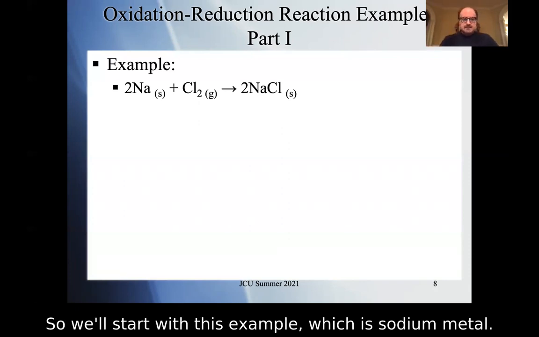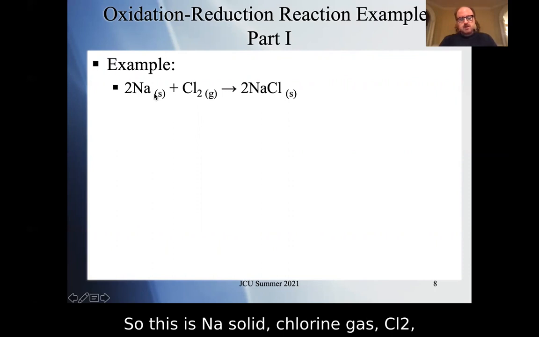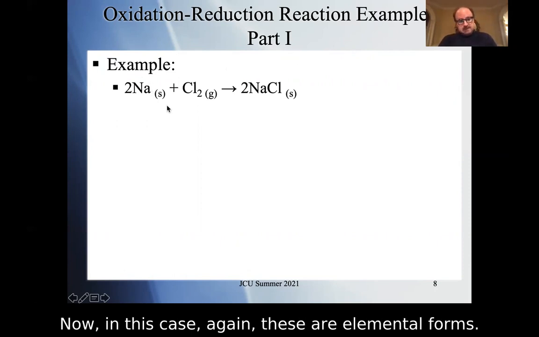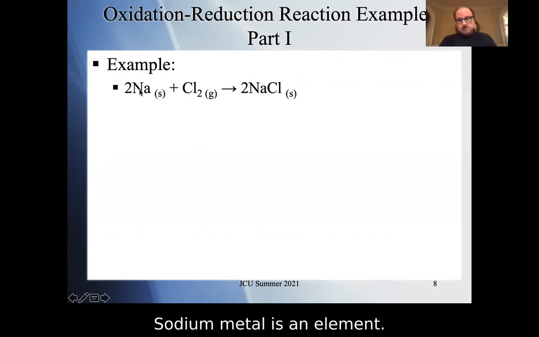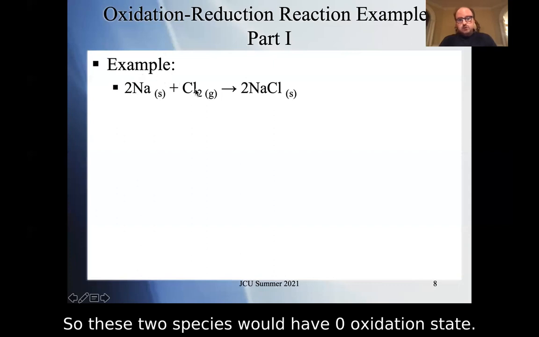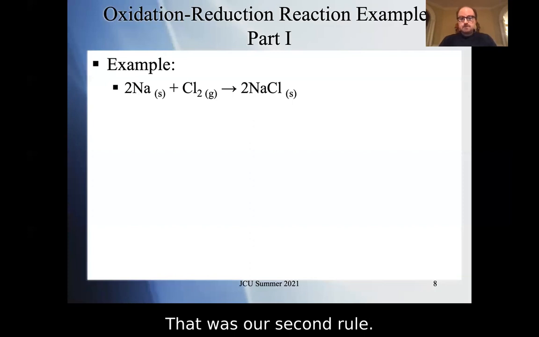So we'll start with this example, which is sodium metal, right? So this is Na solid, chlorine gas, Cl2, to form sodium chloride solid. Now in this case, again, these are elemental forms. Sodium metal is an element, chlorine gas is an element. So these two species would have zero oxidation state. That was our second rule.